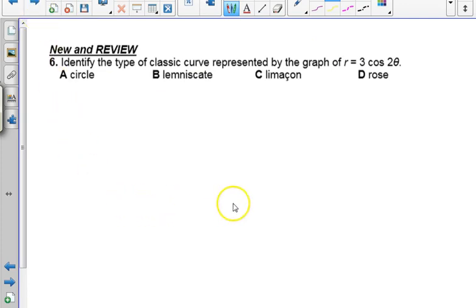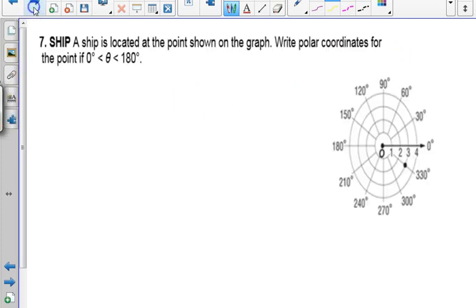All right, number 6. What kind should this be? This is a rose, yes, because there's no adding or subtracting, okay?